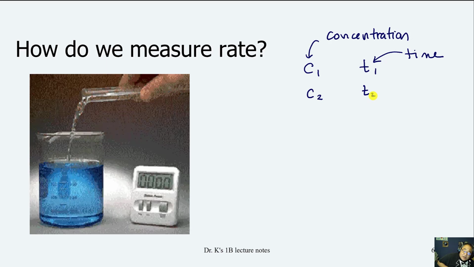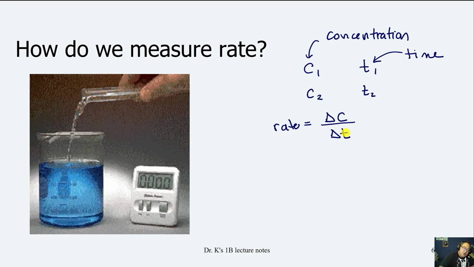And this is in fact how you measure any rate: a quantity at one time and a quantity at another time, and then you can calculate rate. So how do I calculate it? Rate, how fast it's going, is measured from the concentration change. So this is the change in concentration over the change in time.